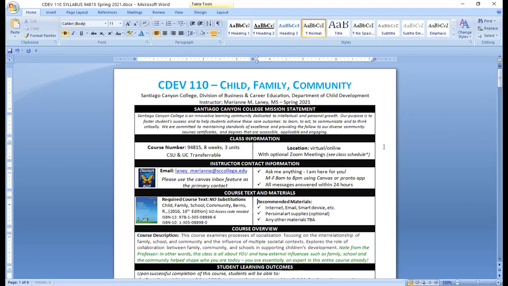It is 3 weeks. It is CSU and UC transferable, meaning everybody on campus can take this class. We're hoping to expand this one by cross-listing it with sociology. Again, I love this stuff. This is what my bachelor's degree is in from Cal State Fullerton.